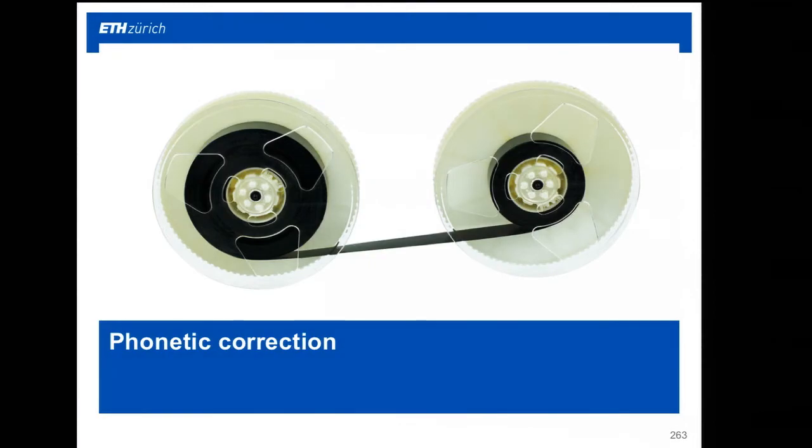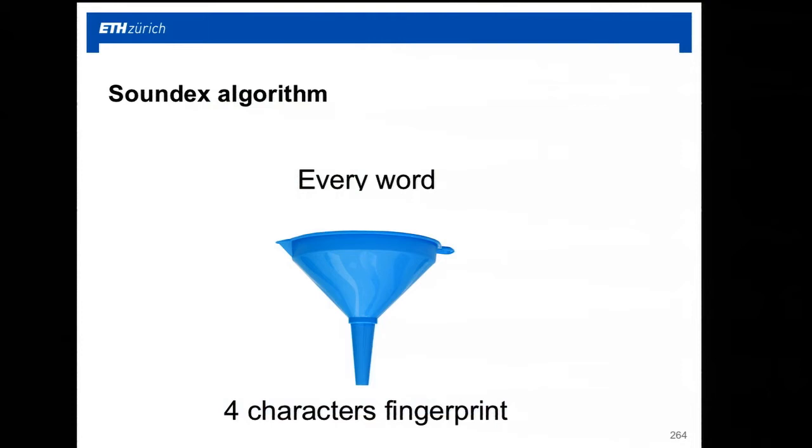And the last thing that I wanted to talk to you about, which is something completely different, so now you can flush what we've done before, is phonetic correction. There is something called the Soundex algorithm, which is another way of correcting spelling mistakes, using the way the word sounds. And the idea is that every single word can be encoded or shortened to a 4-character fingerprint. What does this remind you of that we've been doing 2 weeks ago?